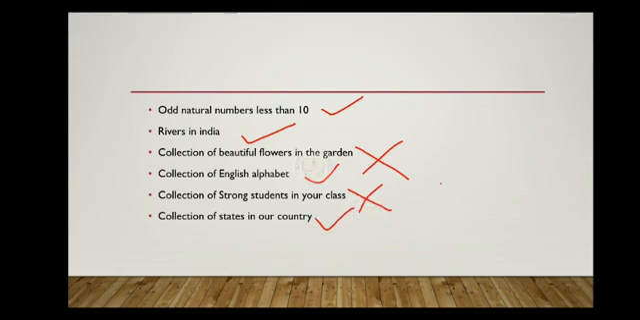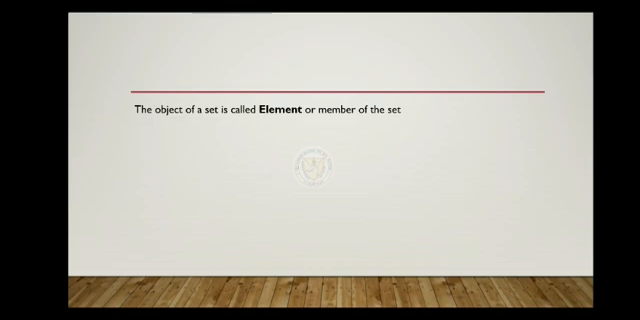So these are all the examples and non-examples of set. If a collection of objects is well defined, we call that collection a set. And if a collection is not well defined, then that collection is not a set. So in each set we'll have objects, right? An object of a set is called an element or member of a set. So any member of the set is called an element. We'll understand this using an example.